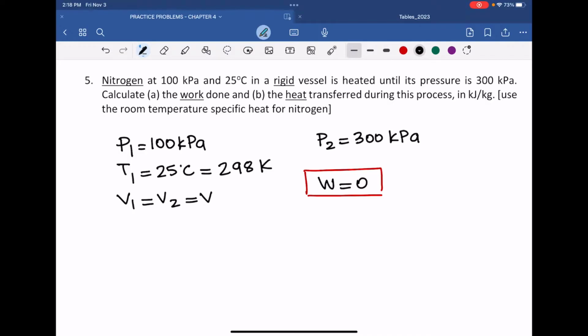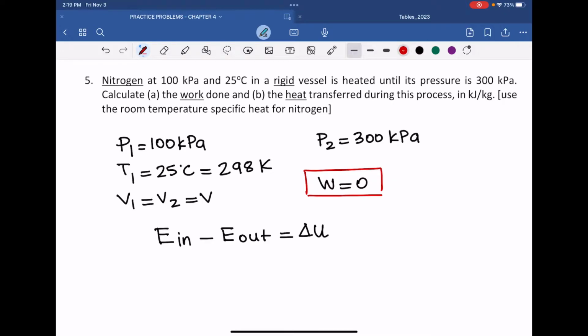Now the next is they're asking for the heat transferred during this process. If we need to figure that out, that means we have to write an energy balance, because heat exists in the energy balance. So we know how to write the energy balance: energy getting in minus energy getting out is equal to the change in the energy of the system.